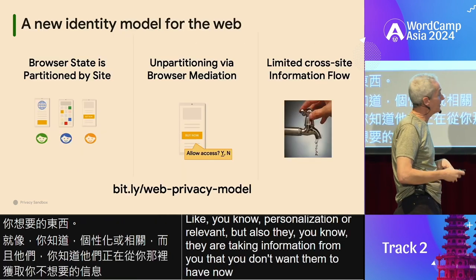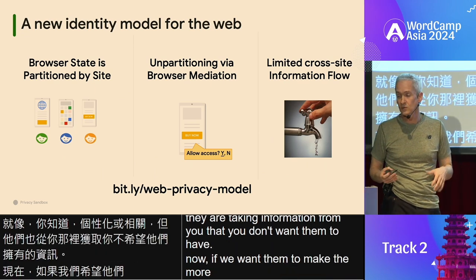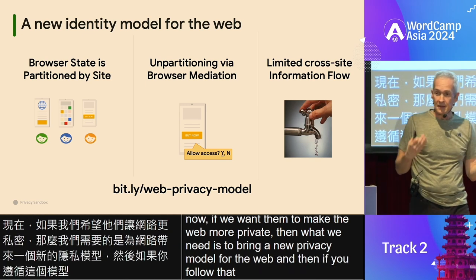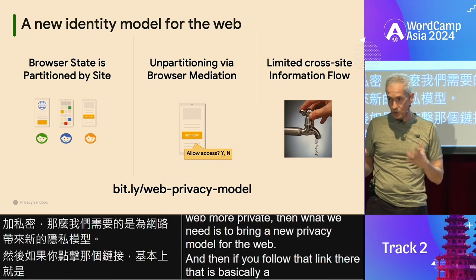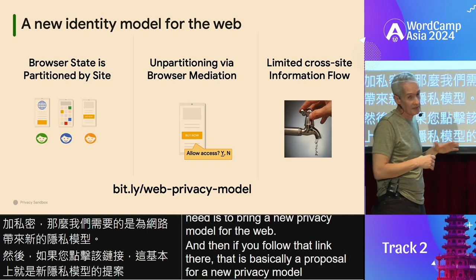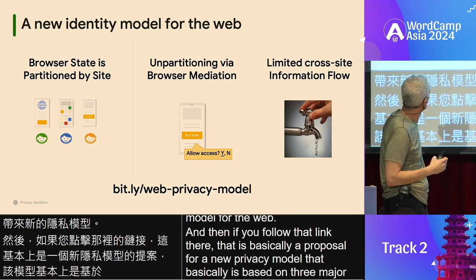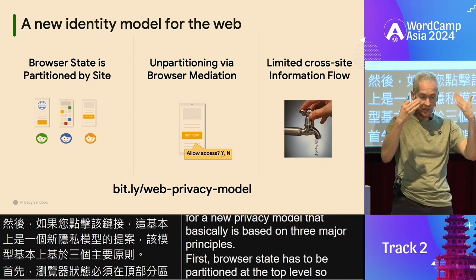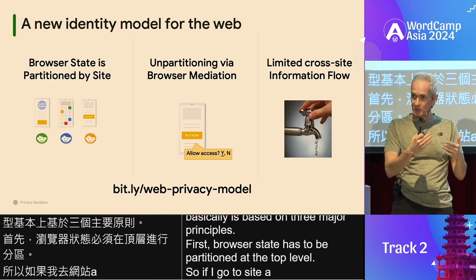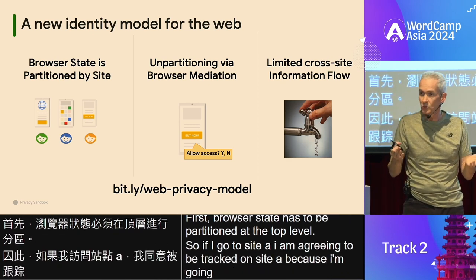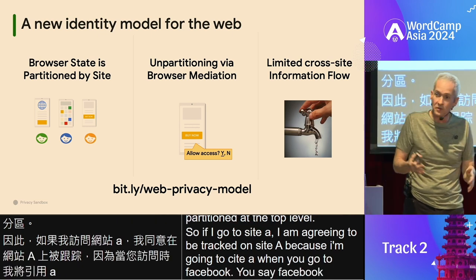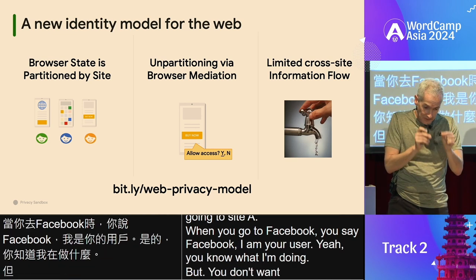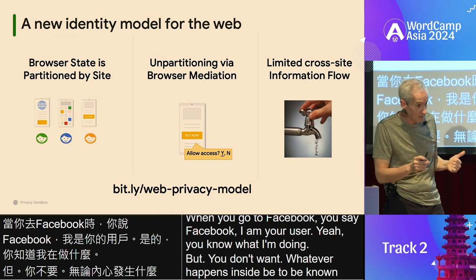Now, if we want to make the web more private, then what we need is to bring a new privacy model for the web. If you follow that link there, that is a proposal for a new privacy model that is based on three major principles. First, browser state has to be partitioned at the top level. So if I go to site A, I am agreeing to be tracked on site A because I'm going to site A. When you go to Facebook, you say, Facebook, I am your user. You know what I'm doing. But you don't want whatever happens in site B to be known when you go to site B. So that's principle number one.